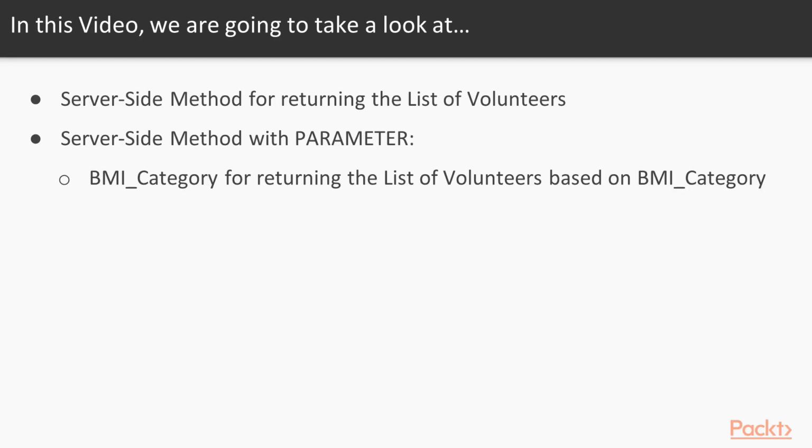Apex method. In this video, we are going to take a look at a server-side method, an Apex method, that will return the list of volunteers by taking a parameter, BMI category. We already have one picklist field on our component, and it has 3 values. Once the user changes it, it has to send this as a parameter to the Apex method, so that the Apex method sends back the list of volunteers based on the category.